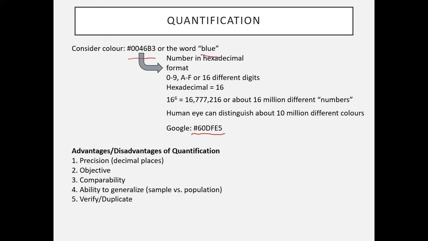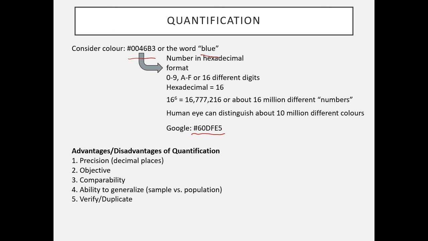Now, what are the advantages and disadvantages of quantification? Well, clearly one of the advantages is that it's more precise. Saying something is dark blue or light blue as opposed to saying it's the hexadecimal system, objective. One person might say it's light blue, somebody else might say it's dark blue, but if we've got a quantification scheme, we can say it's objective. We can now compare very clearly between two different colors.